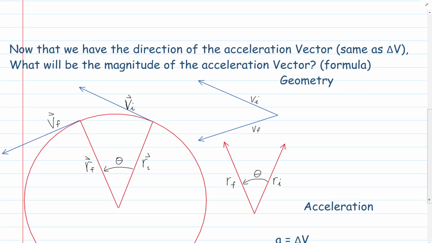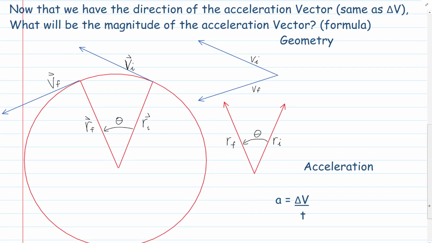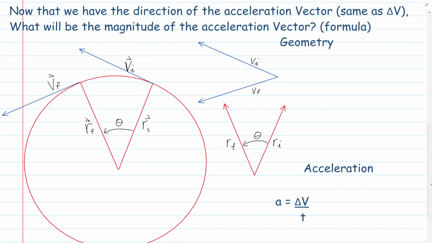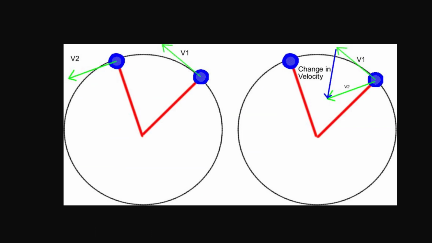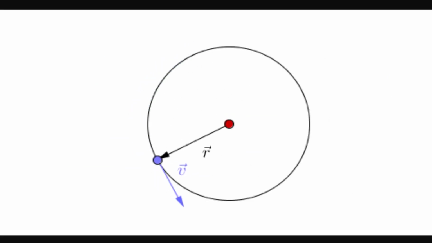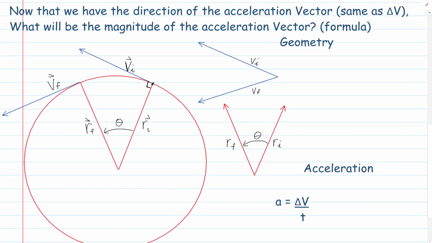But more so, what is the magnitude of that acceleration? Now that we have the direction of the acceleration, which is the same as the change in velocity, what will be the magnitude of this acceleration? In other words, give me the formula. We have our two points here, and it's clear that the velocity is perpendicular to the radius. It's tangential to make it go around in a circle. We saw that little animation of it going around, and at both points it's perpendicular.